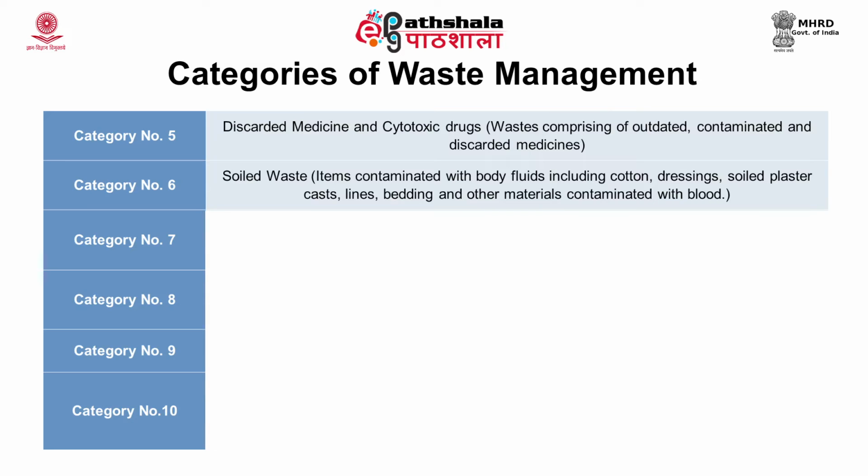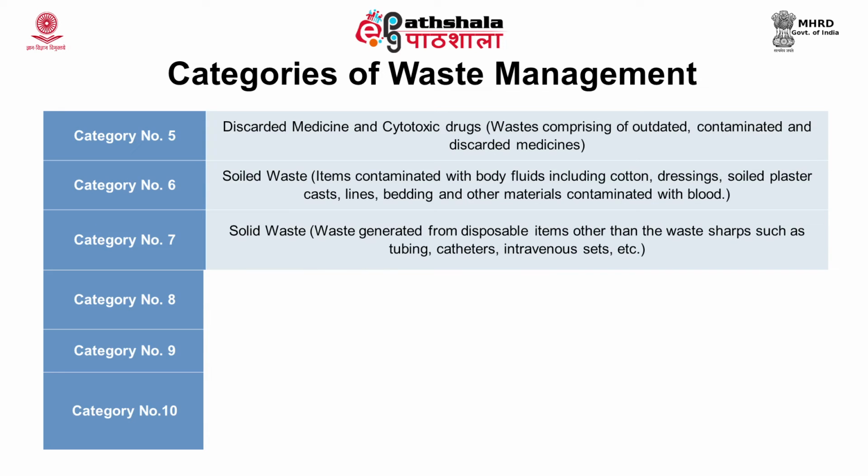Soiled wastes are nothing but items contaminated with body fluids including cotton, dressings, plaster, linens, bedding and other materials contaminated with blood. Category 7 includes waste which are generated from disposable items. Apart from waste sharps, all other items are included in this category, which includes tubing, intravenous sets, catheters, etc.